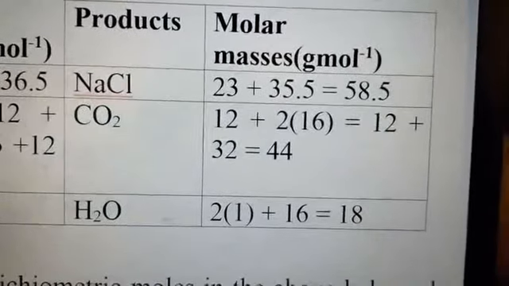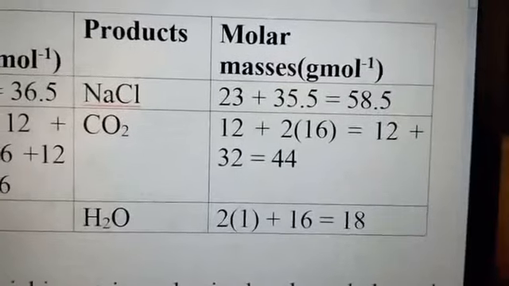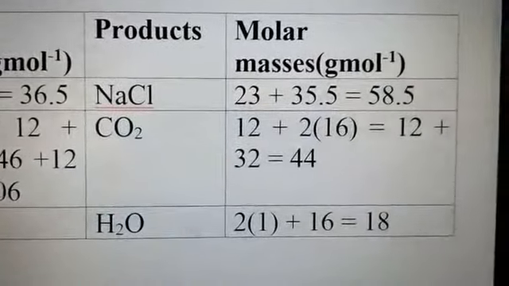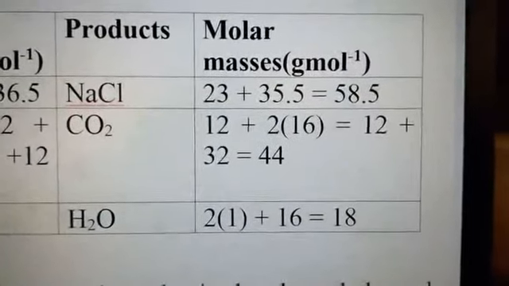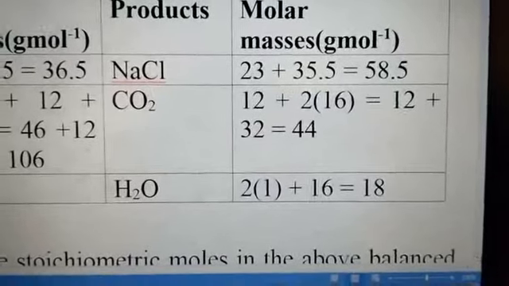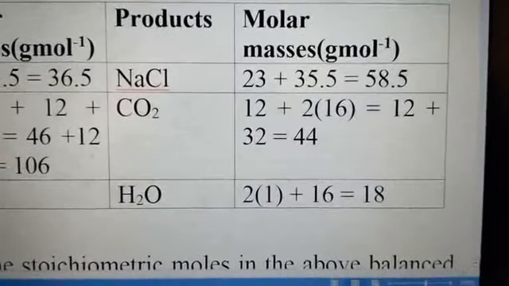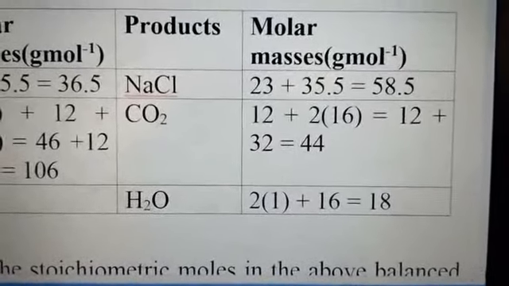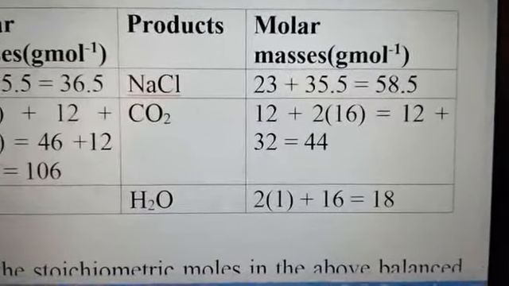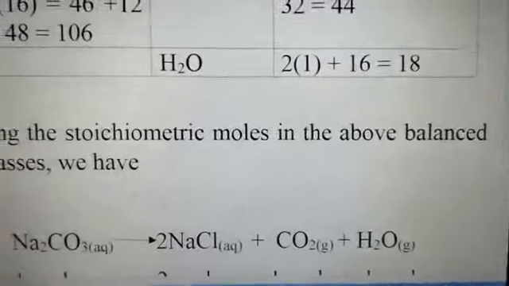Find the molar mass of CO2. Carbon is 12, oxygen is 16, but multiplied by 2 because of 2 atoms in CO2. We will now have 12 plus 32, giving us 44 grams per mole. Find the molar mass of water. We will now have 2 times 1, since the atomic mass of hydrogen is 1, multiplied by 2 since we have 2 atoms, plus 16. That 16 is for oxygen, giving us 18 grams per mole.